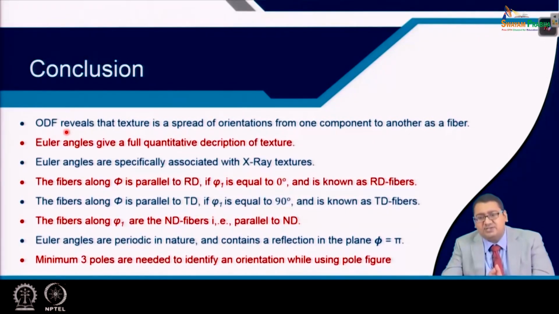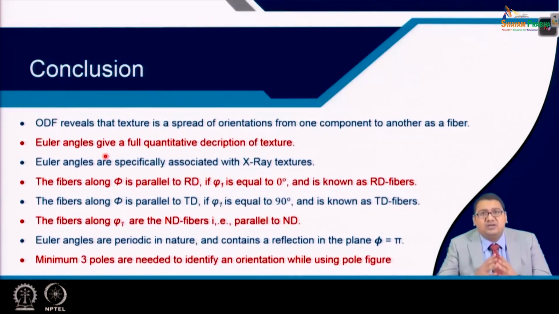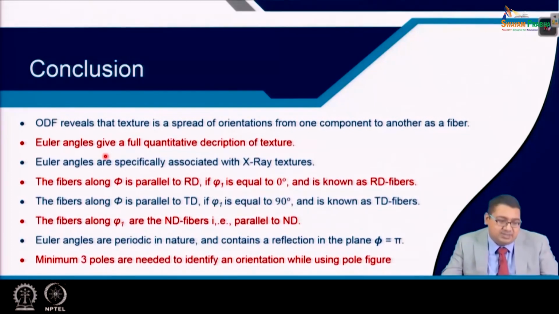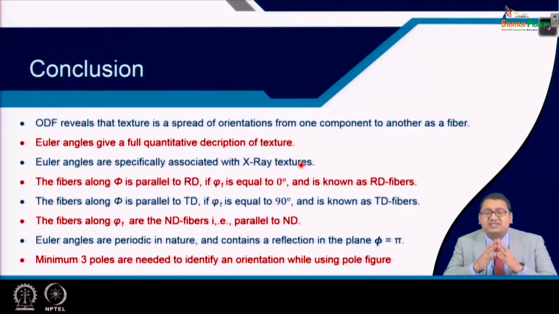So, coming to the conclusions, orientation distribution functions reveal that texture is a spread of orientation from one component to another component and therefore is actually represented in the form of a fiber. Euler angles are a full quantitative description of texture. What I have not mentioned, but have put in the conclusion, is that Euler angles are specifically associated with X-ray textures, because Euler angles have to give the full complete information of the texture of that particular material, and therefore are related to the bulk texture. So, bulk textures are obtained from X-ray texture measurement using a goniometer, which I am going to teach you in the coming lectures, and therefore the Euler angles are specifically associated with X-ray textures.